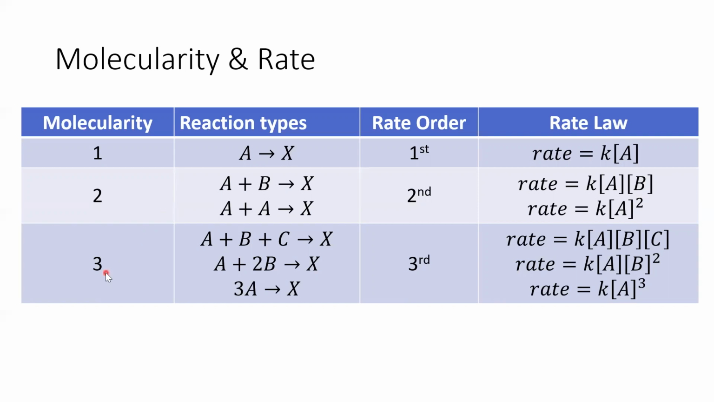If we're looking at termolecular, it could be A reacting with B, reacting with C. Maybe we've got A reacting with 2B, or maybe we have 3 A's reacting together. Either way, we've got 3 reactants. It's termolecular. So our rate laws could be k times ABC, k times A B squared, k times A to the third.